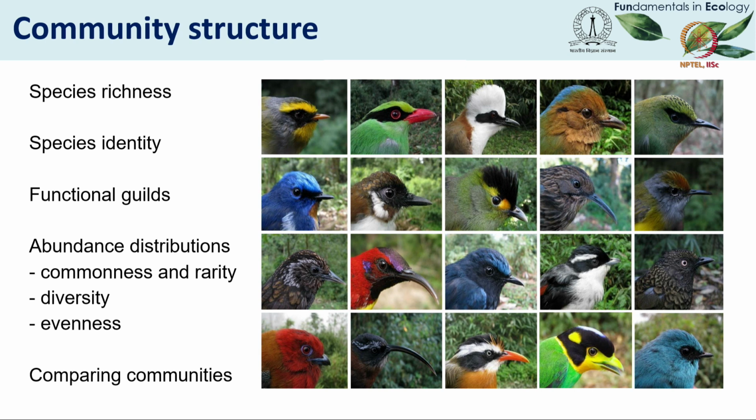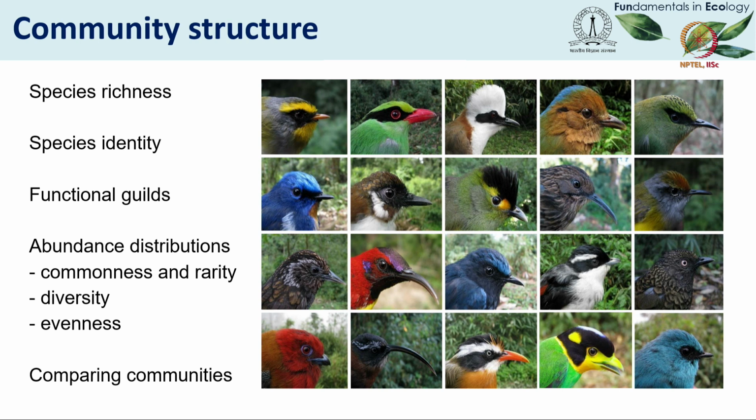When we're talking about communities, we often talk about community structure. How is this community structured? So if I went into this community of birds in the eastern Himalayas, in Arunachal Pradesh in India, and I look at all of these species that are present at a particular location, I can ask multiple questions about how this community is structured. I can ask how many species are there in this community. So what is the species richness of this community?